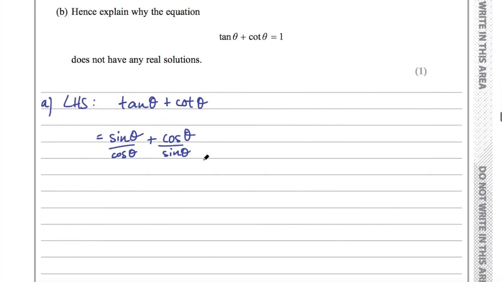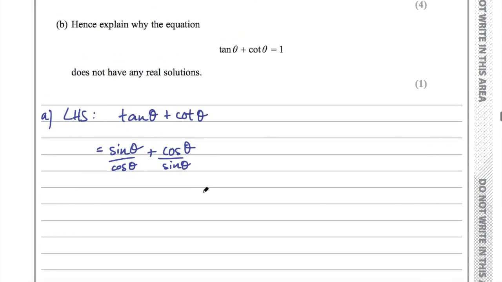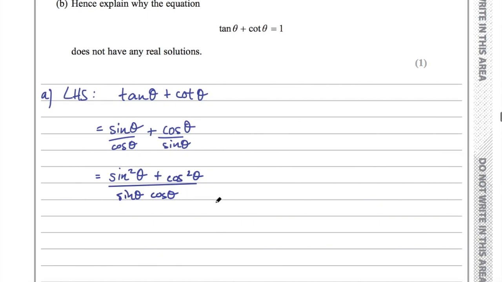So I was fairly confident that's where I needed to start. I wasn't sure how else I could start this problem. And then I can combine these two fractions. So find the common denominator, which is sine cosine, and we end up with sine squared theta plus cosine squared theta all over sine theta cosine theta. So I've just combined those two fractions with a common denominator.